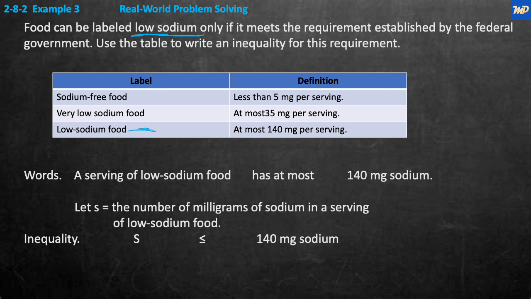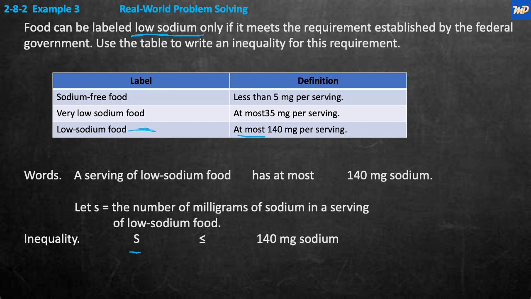Okay? So in words, it says a serving of low sodium food has at most, so here it is, at most 140 milligrams of sodium per serving. Oh yeah, it is sodium. Sorry. So we're going to let S equal the number of milligrams of sodium in a serving of low sodium food. So the inequality is what? We're letting S be our value for the sodium, the number of milligrams of sodium.